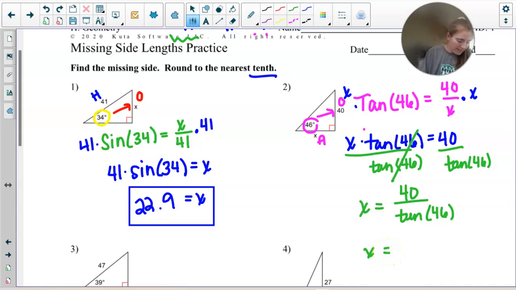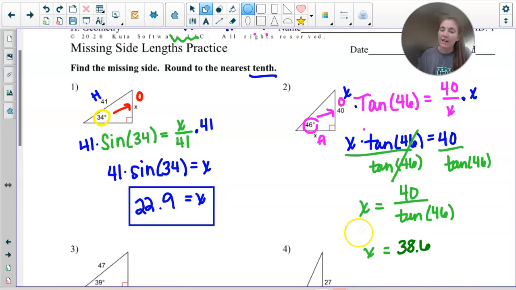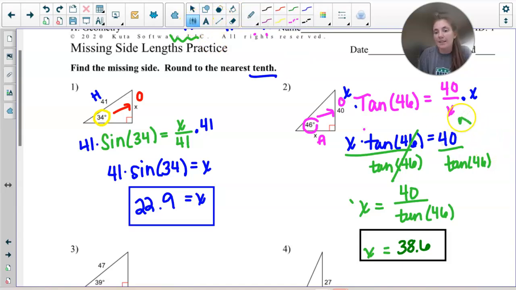40 divided by the tangent of 46. Rounded to the nearest tenth, that's going to get me 38.6. And that would be my final answer. So we've got an example here where we multiplied and another example where we divided. Remember, if x ends up in the denominator, you will always end up dividing by your trig function.